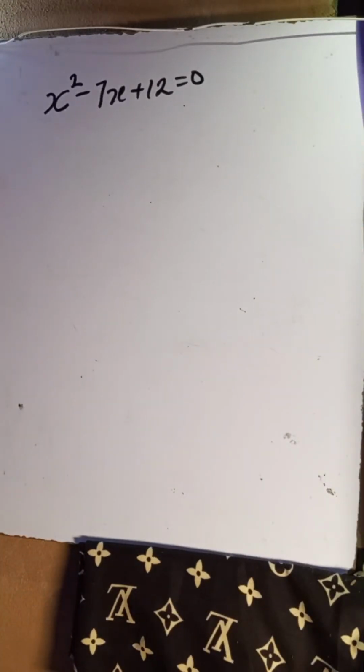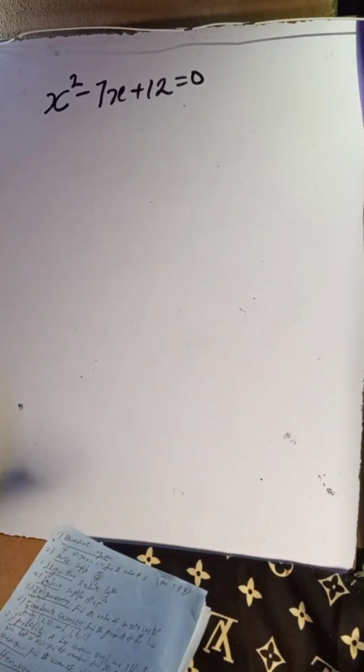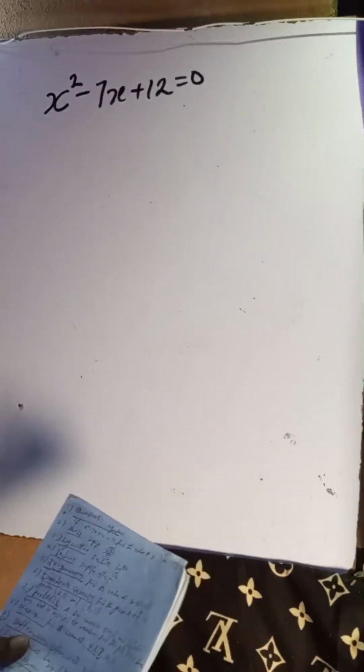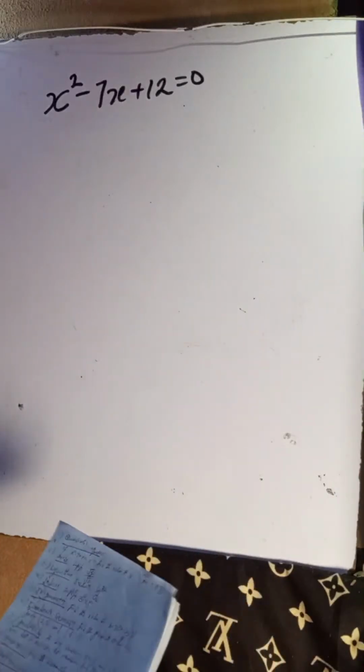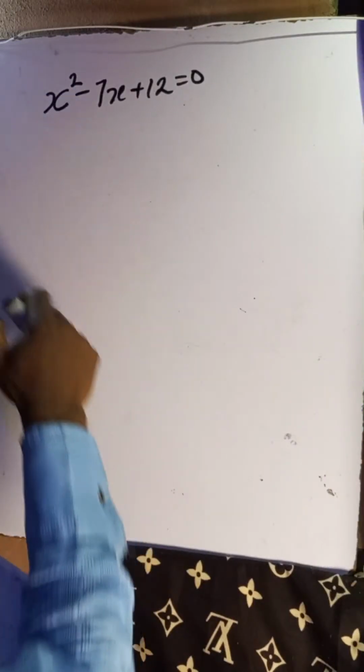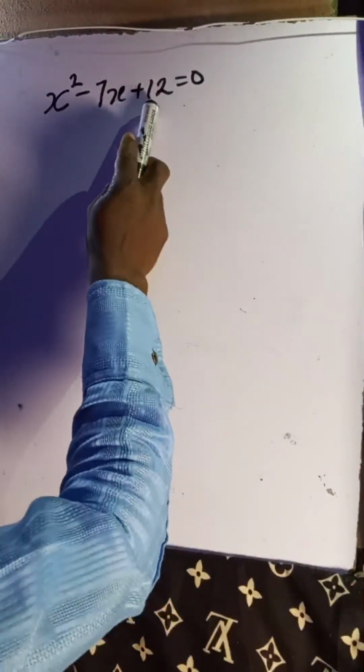So how can we get the values of x in this kind of question? This is a quadratic equation, and quadratic equations are usually very common in post-UTME and other examinations too. So here, we are going to find two numbers such that when added, they give minus 7, and when multiplied, they give plus 12.